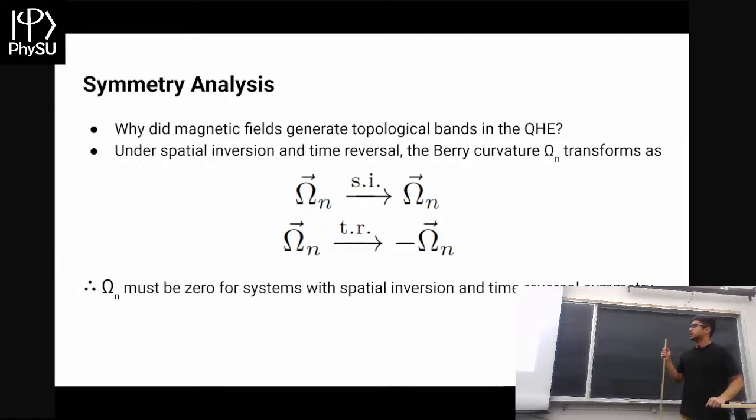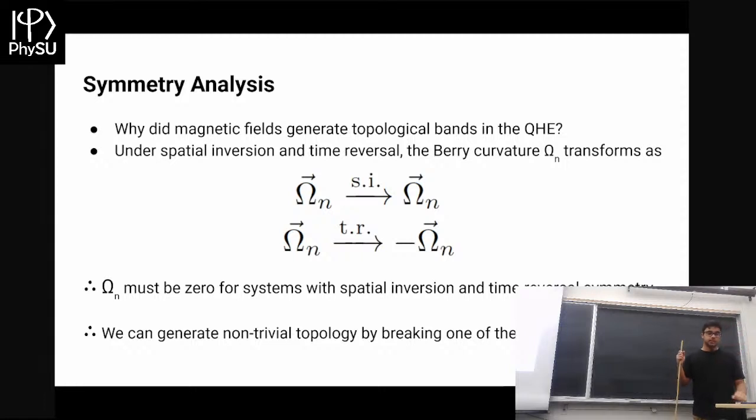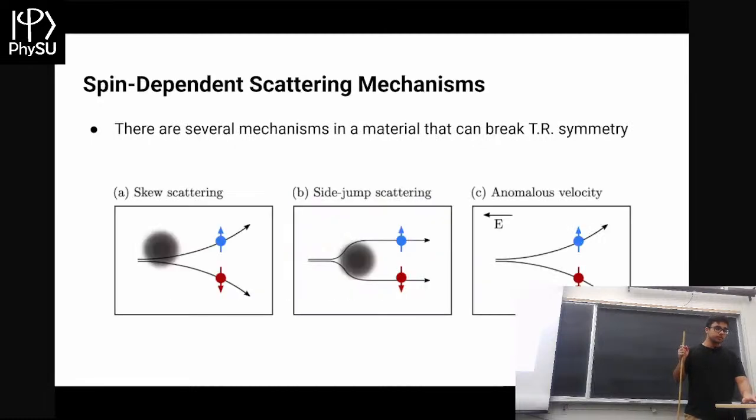And so this means that, say you perform these operations on your system, spatial inversion and time reversal. Now, if you want these symmetries to be respected, that means that both of these quantities have to be 0. For a number to be equal to the negative of itself, of course, it has to be 0. And so this means that the Berry curvature that we had before in these Landau levels, we can generate them if we break one of these symmetries. The question is, how do we break these symmetries?